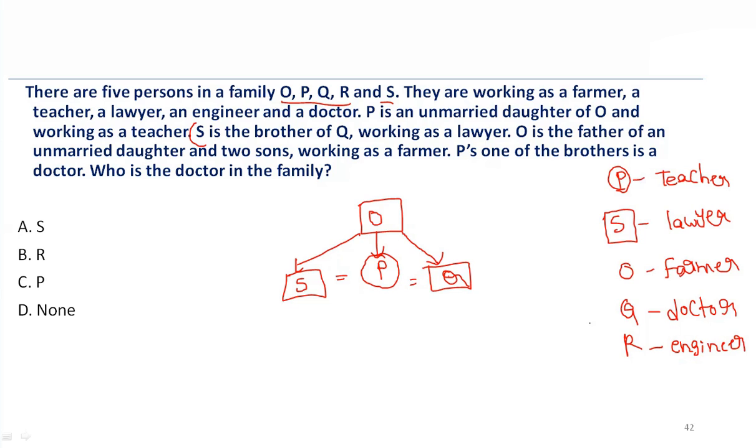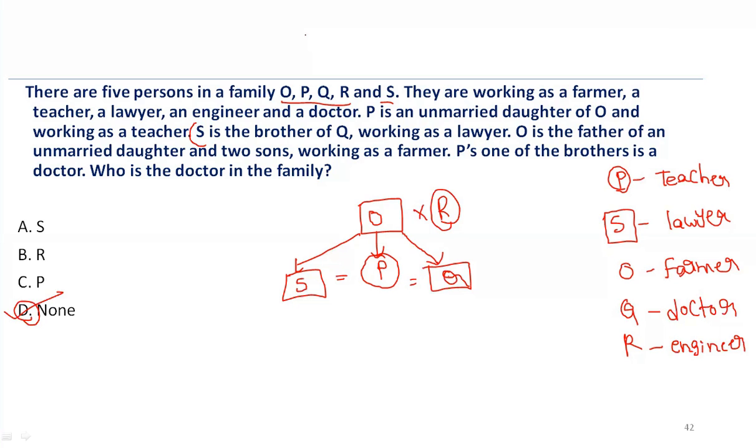And we know already only 3 children are there in the family, one unmarried daughter and 2 sons. That means where will R be coming? R will be coming here. And now the blood relation is completed with their respective positions in the family tree diagram. What is the question that they're asking? Who is the doctor in the family? Doctor in the family is nothing but Q. Q is not there here in the answer options. That means what is the answer for the question? None is the answer.